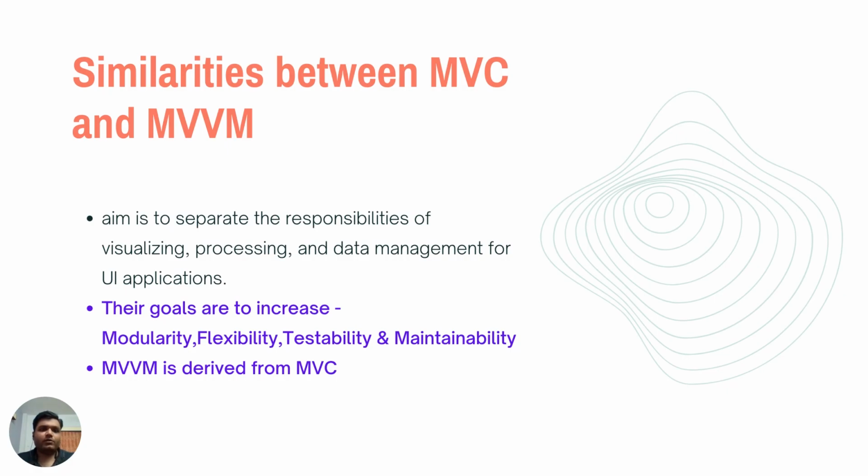Now let's look at the similarity between MVC and MVVM. Both of these architectural patterns aim to separate the responsibilities of visualizing, processing, and data management for UI applications. Both of their goals are to increase the modularity, flexibility, testability, and maintainability in the application development process. And also, MVVM was derived from MVC. So MVC is kind of parent, and by making certain changes in MVC, increasing the loose coupling, MVVM was derived.